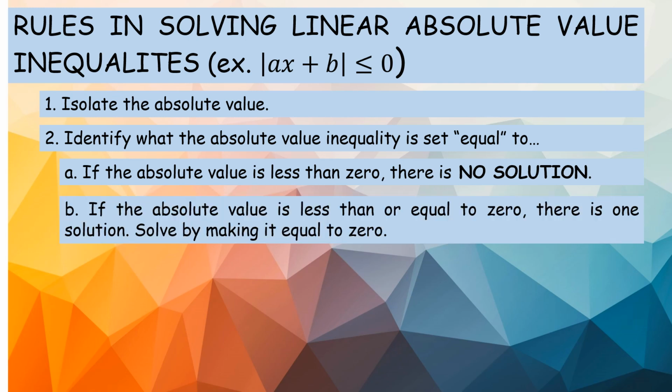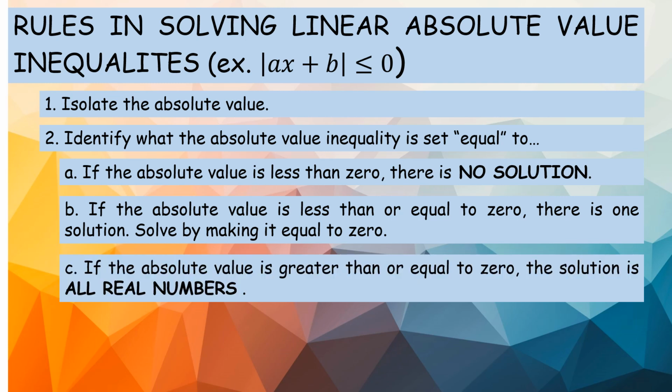Let's have the second one. If the absolute value is less than or equal to 0, there is one solution. Solve by making it equal to 0. So this is connected with rule A. If it's less than 0, there is no solution. If you have less than or equal, we can find the value of x that is equal to 0 and include that in our solution.